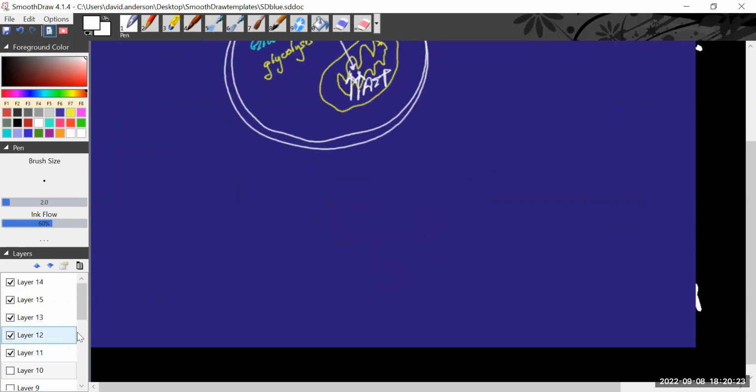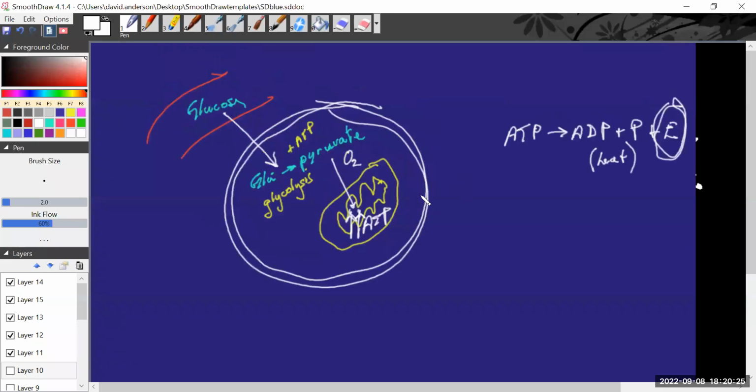Okay, let's go back to this one. We're going to lose time. You're going to have to do some self-study today or this week because we're spending time on this stuff, which we shouldn't have to spend. So what did I say was happening inside the mitochondria in this diagram?